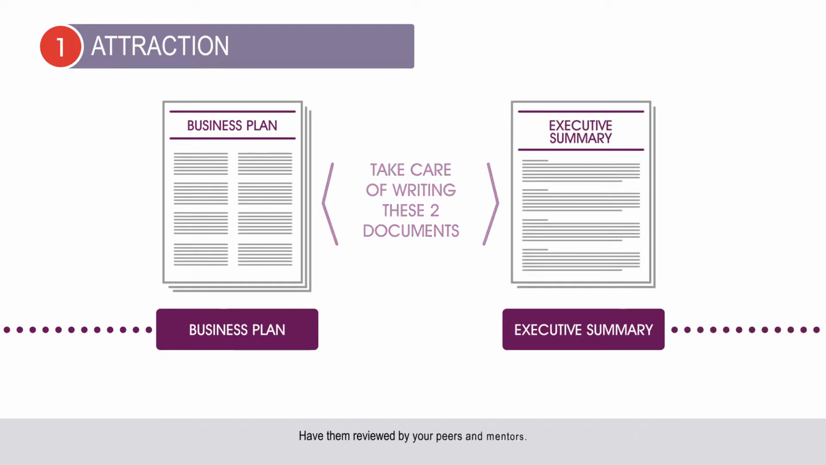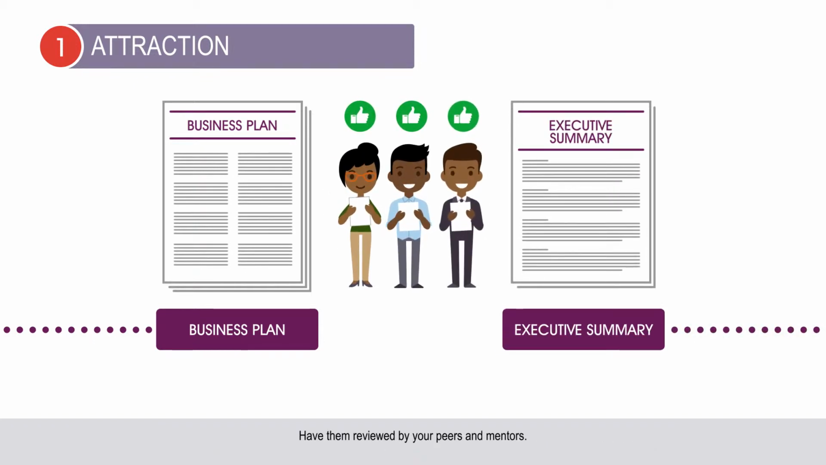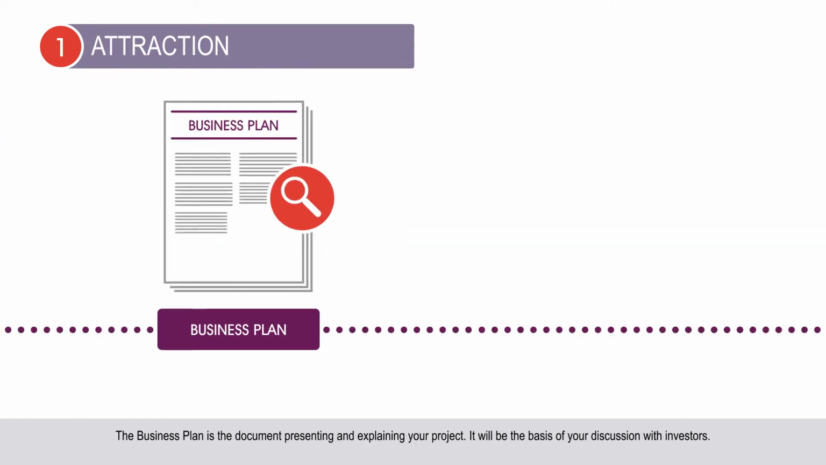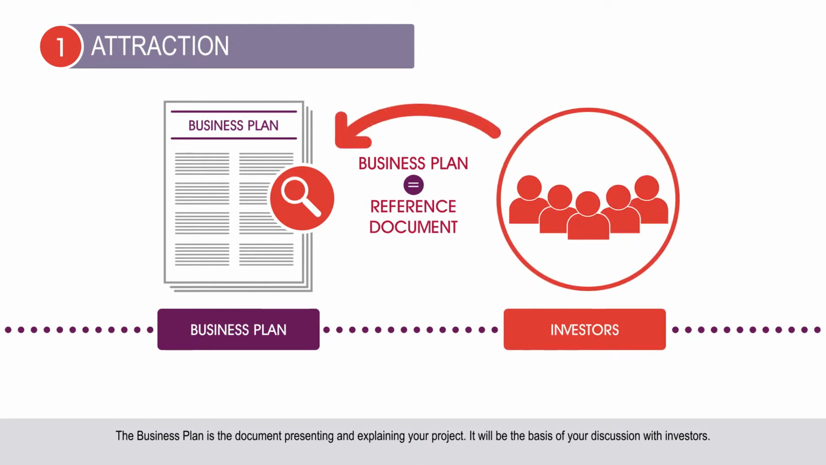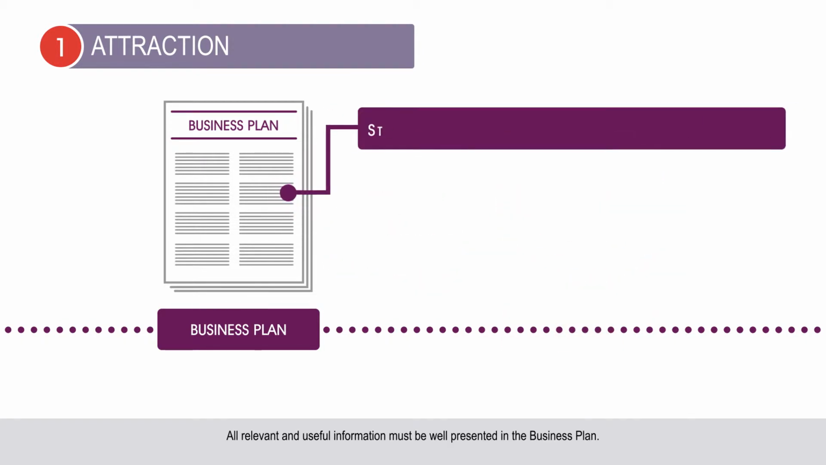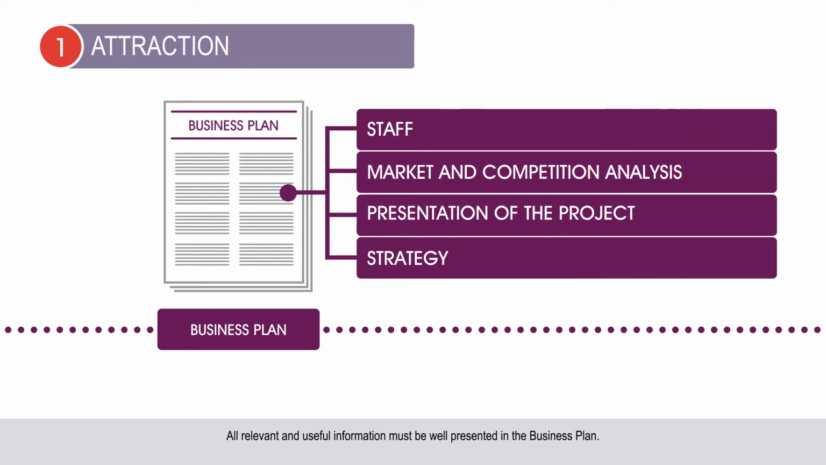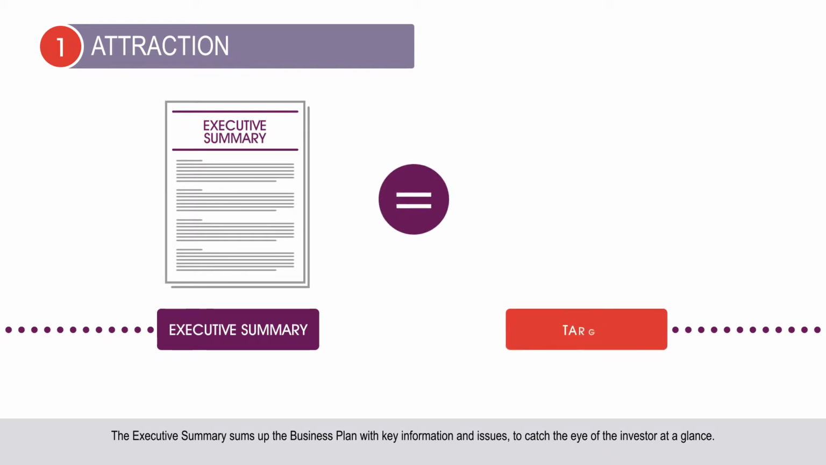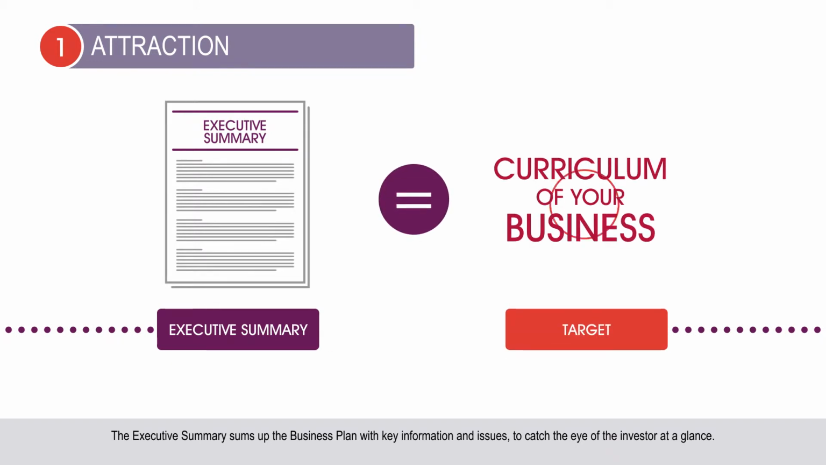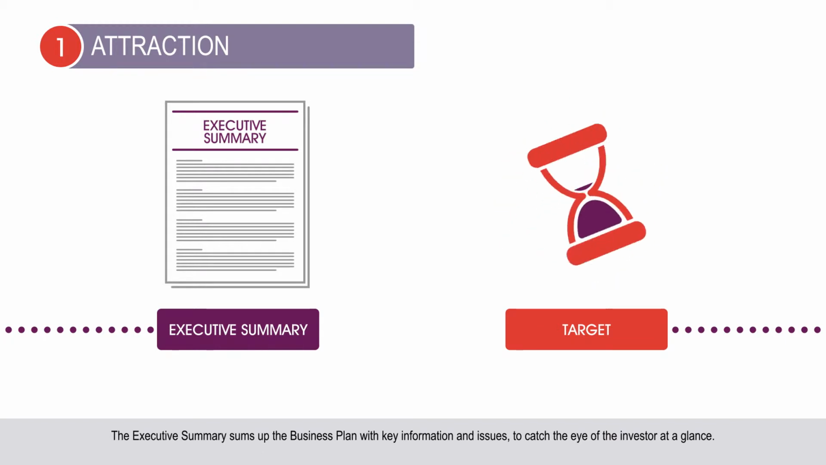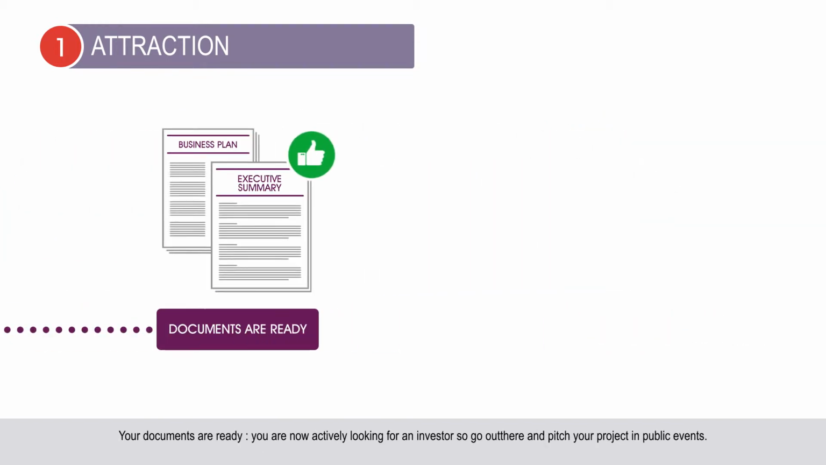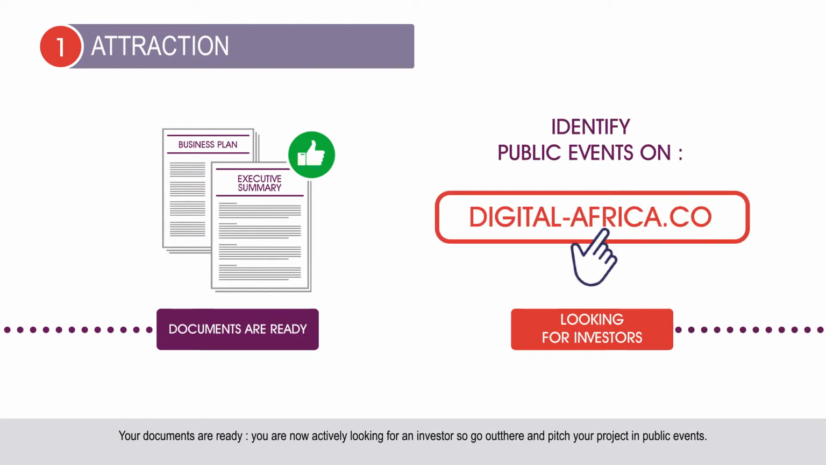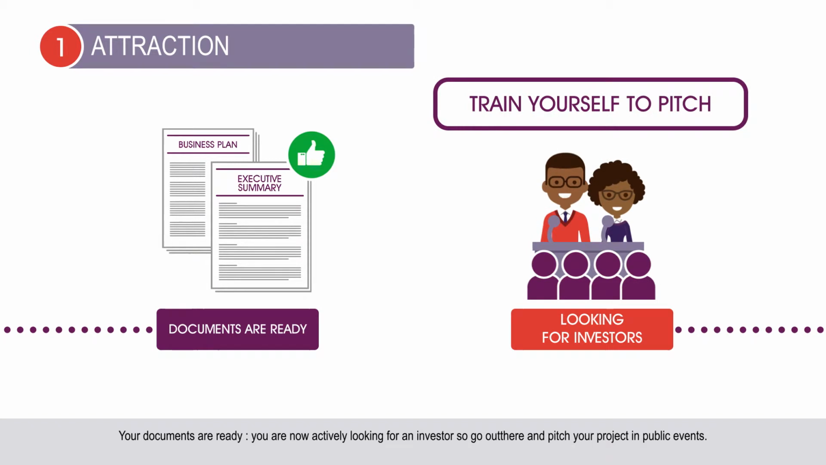On phase 1, the main documents you need to prepare are the business plan and the executive summary. Have them reviewed by your peers and mentors. The business plan is the document presenting and explaining your project. It will be the basis of your discussions with investors. All relevant and useful information must be well presented in the business plan. The executive summary sums up the business plan with key information and issues to catch the eye of the investor at a glance. Your documents are ready.